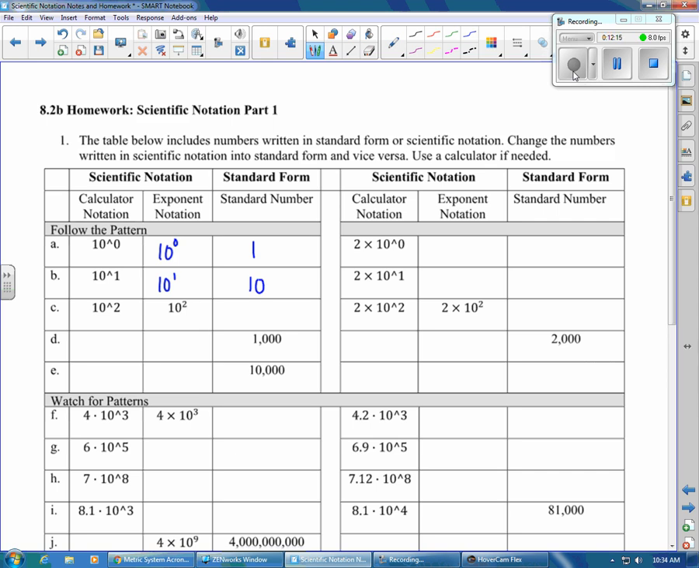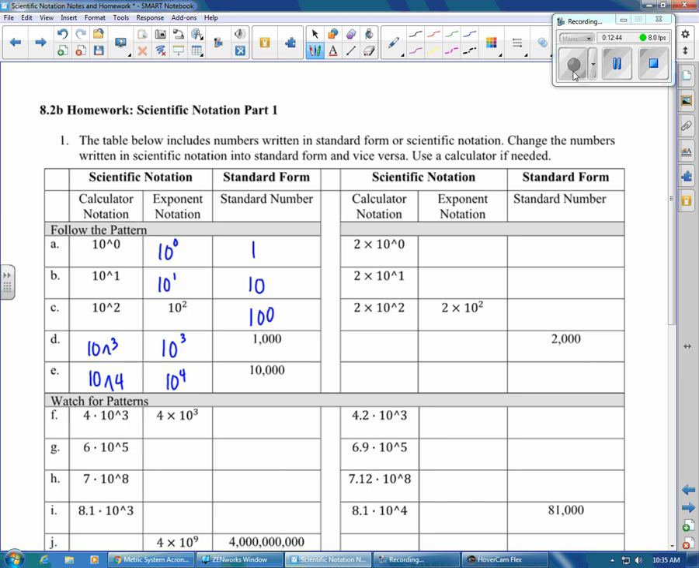10 to the second power, 100. 10 to the third power, I'm sorry, 10 caret 3 is how you would type it into your calculator. Exponent notation would be 10 to the third power. And what does that look like in standard form? It would be 1,000. The next one, of course, would be 10 to the fourth power. And that looks like 10,000.